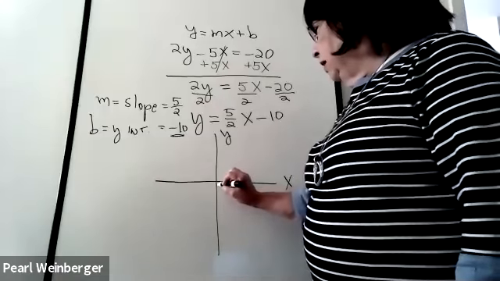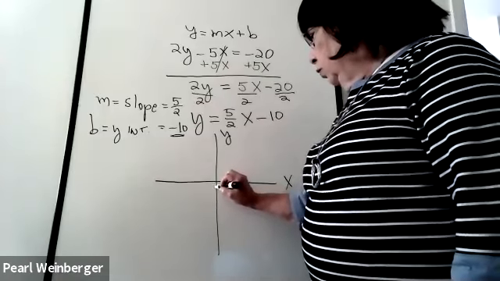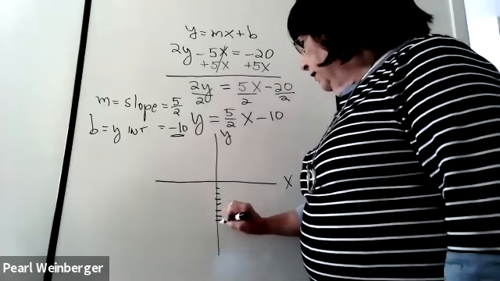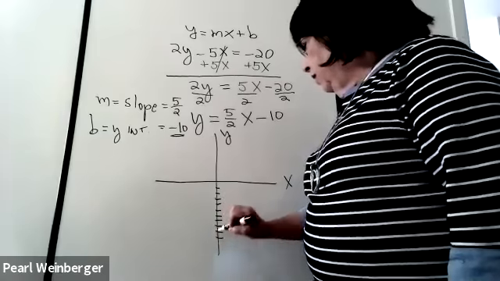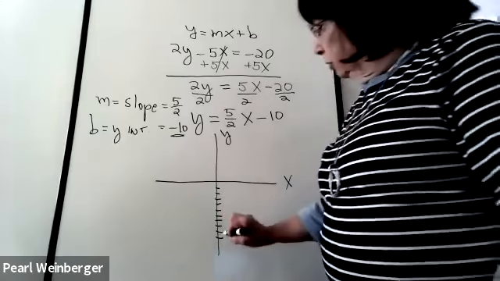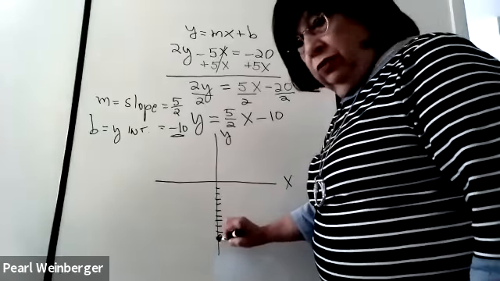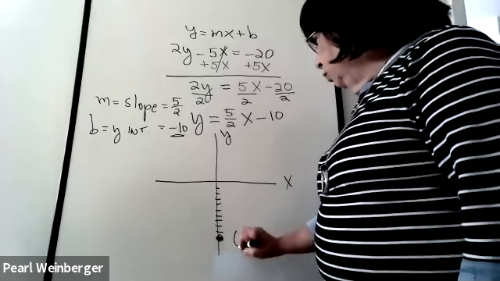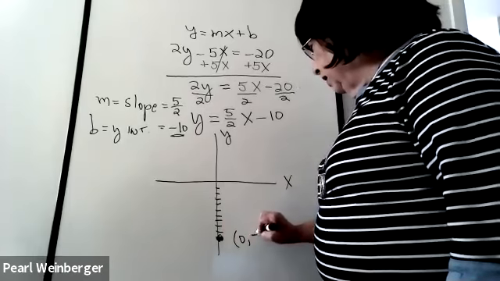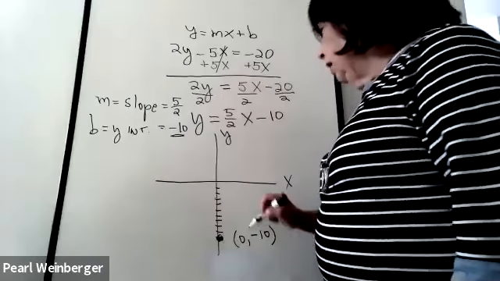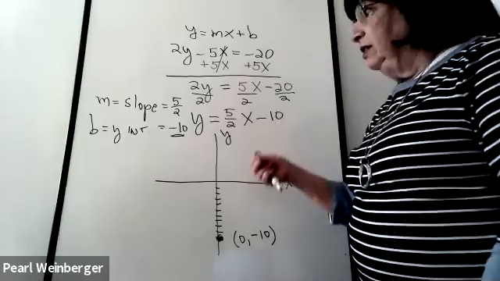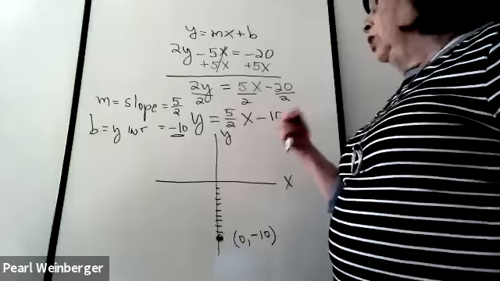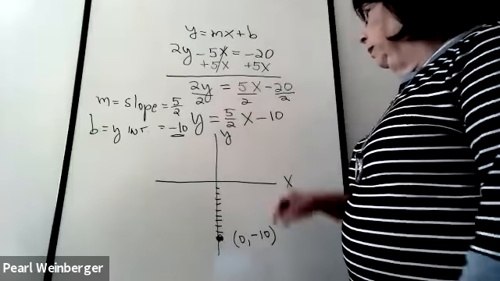So I have to go down 10 on this. 1, 2, 3, 4, 5, 6, 8, 9, 10. If you have graph paper, of course, it's easier to do. Here is your y-intercept. This is actually the point 0, -10. When you're talking about the y-intercept, the x has to be 0 because it's on the y-axis. -10 is what we see from the equation.